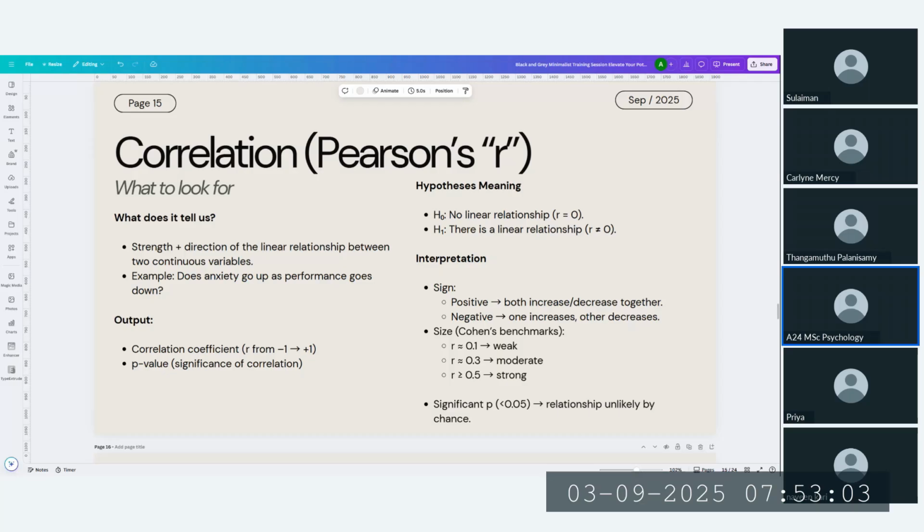The positive and negative only tell you whether one increases, the other one decreases. So if it's positive, both increase or decrease together. If it's negative, one increases, the other decreases. And of course, the p-value is the main determining factor. So you will check the p-value first, right? Whether it is by chance or it is by design. And then you will check the R value to check how much something correlates with the other.